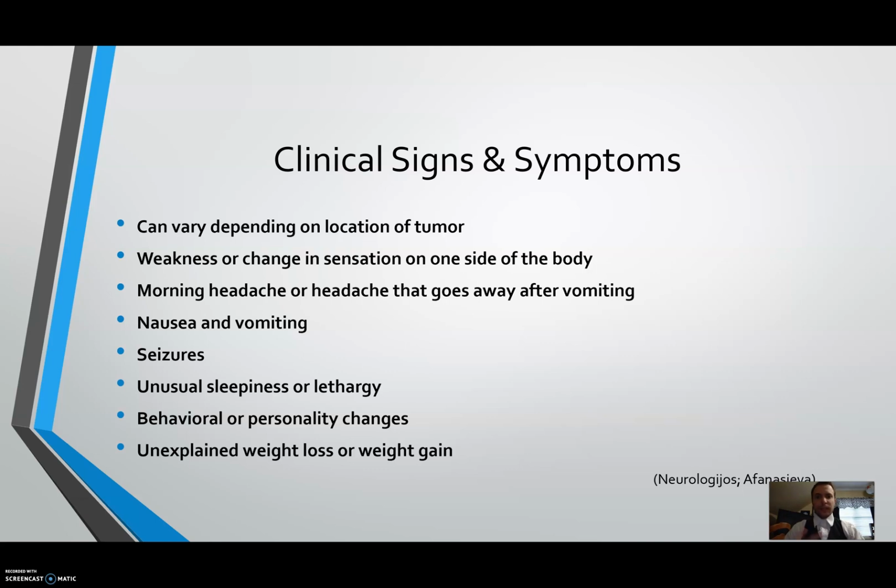Moving on, clinical signs and symptoms to help you get those diagnosed early. Basically, with the tumors you're going to experience symptoms based on where the tumor is. And that can fluctuate wildly based on which lobe it's directly affecting. But some normal or very common symptoms are headaches, nausea, vomiting, seizures, unusual sleepiness or lethargy, behavioral personality change, and unexplained weight loss and weight gain.